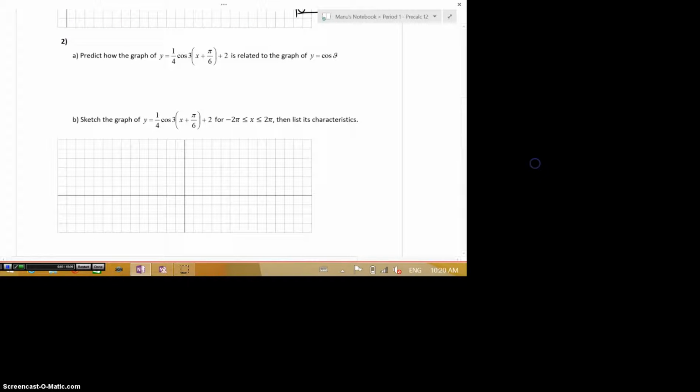Okay, let's take a look at the second example here. So what did you come up with in terms of amplitude and period? What's the amplitude? 1/4. And what is the period this time? 2 pi over 3.